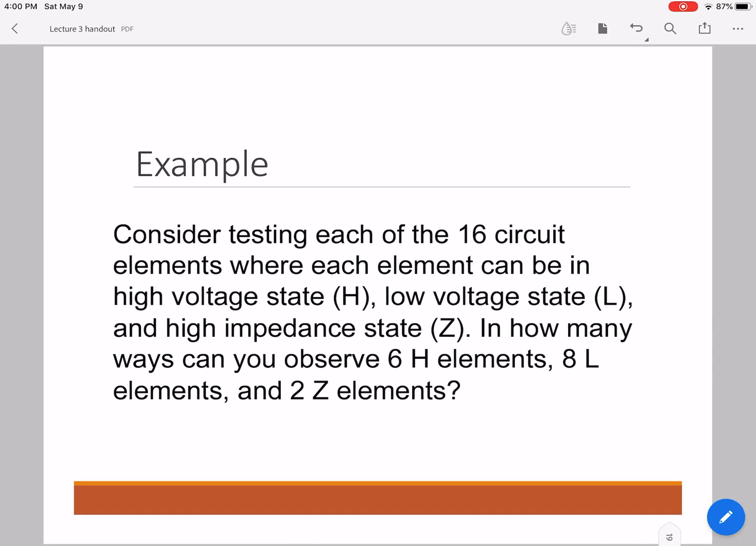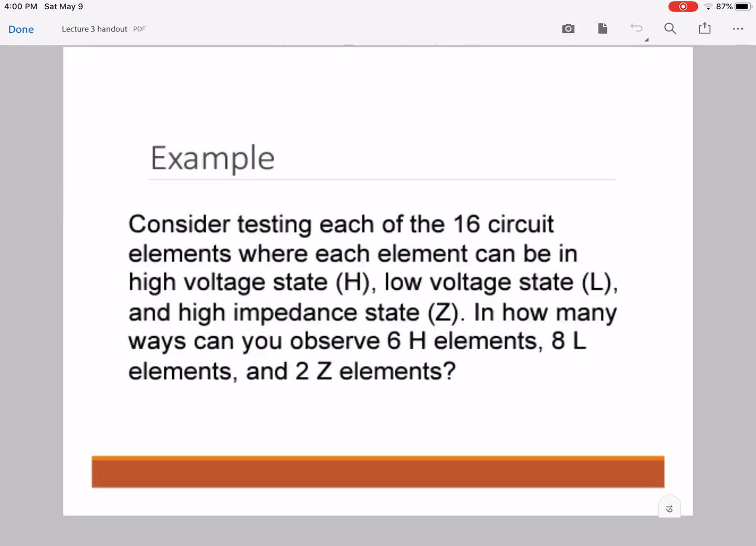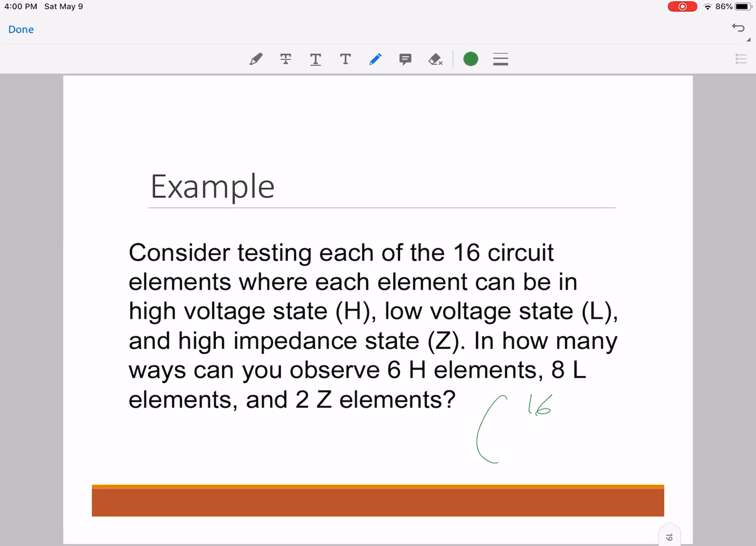Let's solve a problem based on counting principle number 5. So let's say that you're testing 16 circuit elements, where each element can be either a high voltage H state or low voltage state or a high impedance state. In how many ways can you observe 6 high elements, 8 low elements, and 2 high impedance elements? And the answer will be, out of 16 elements, choose 6 for high voltage, 8 for low voltage, and 2 for high impedance state. That's your answer. Those are the total number of ways in which you can observe 6 high voltage, 8 low voltage, and 2 high impedance elements out of 16 elements.